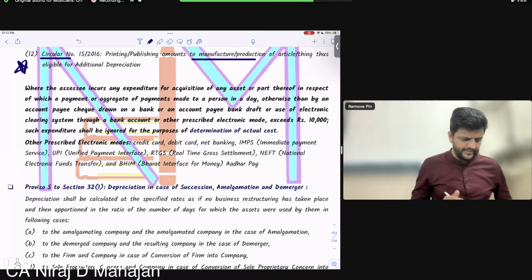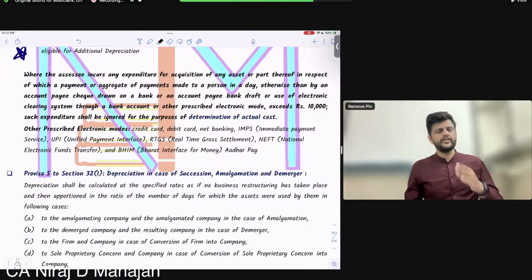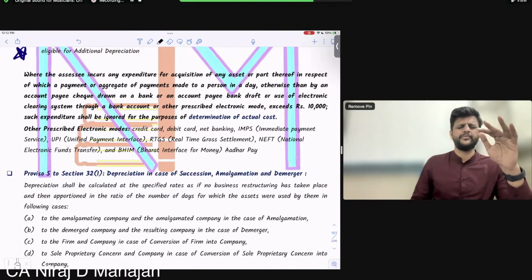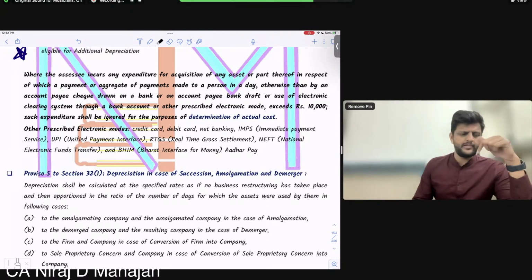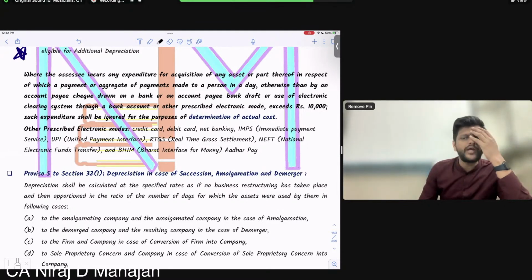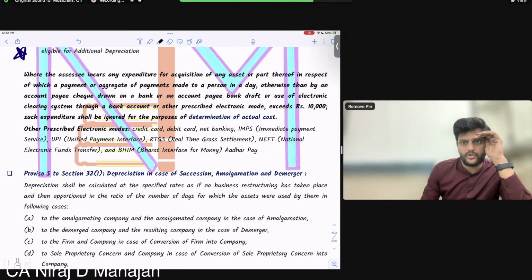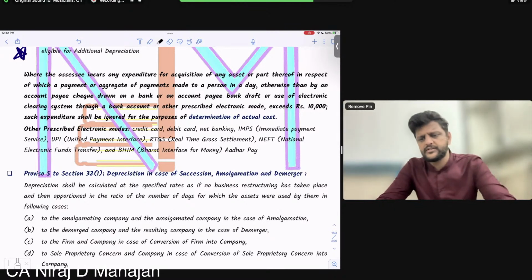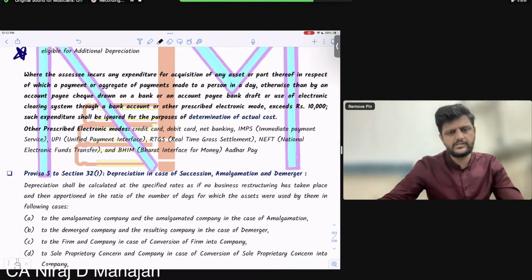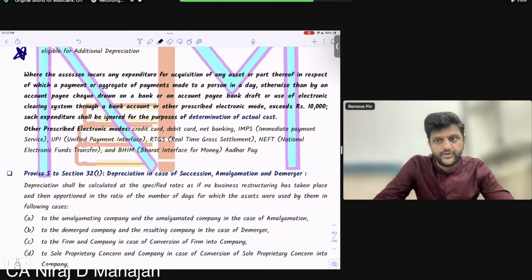Next one. Pay attention. What is our calculation for closing WDV? Opening plus additions minus sale. Then we have balance and then less depreciation. We get our closing WDV. Correct? So opening plus additions. What do we add? We add the actual cost of the asset. And how do we calculate actual cost? Whatever is the cost of the asset, plus or minus something may or may not be allowed extra.